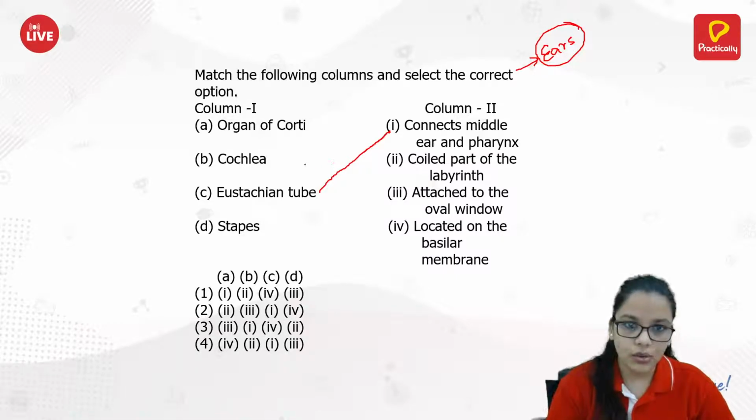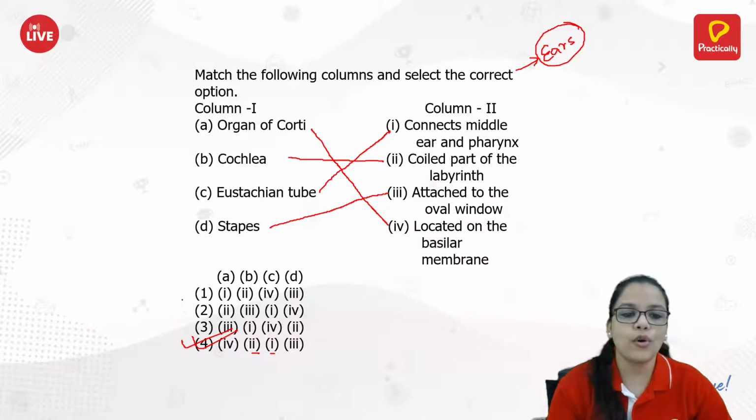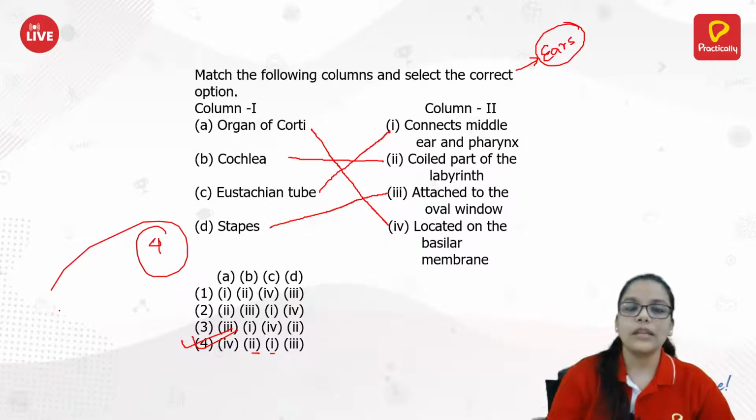Now, next, I know about cochlea. Cochlea is the coiled part of the labyrinth. It's a round kind of a structure. It's present in the labyrinth. So, B2, that is 4. Okay, C1, B2. Now, organ of Corti, that is definitely present in the basilar membrane, and stapes attached to the oval window. So the answer is four. Okay, that is how it is done.